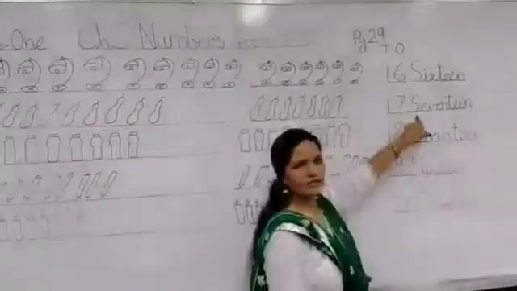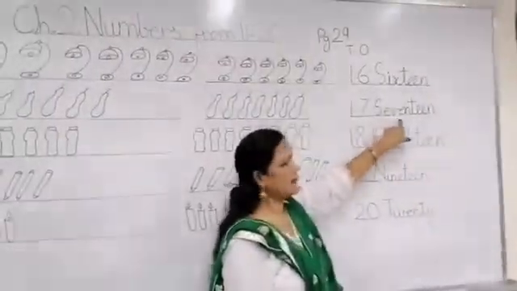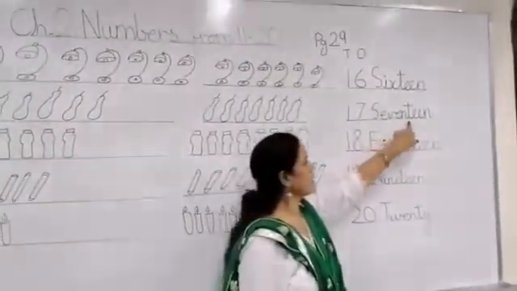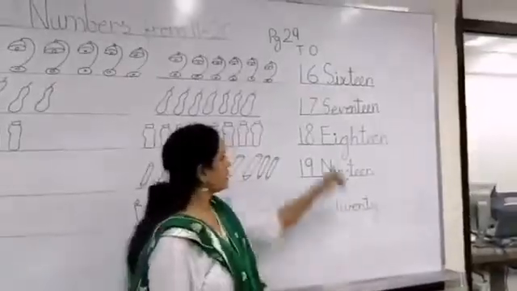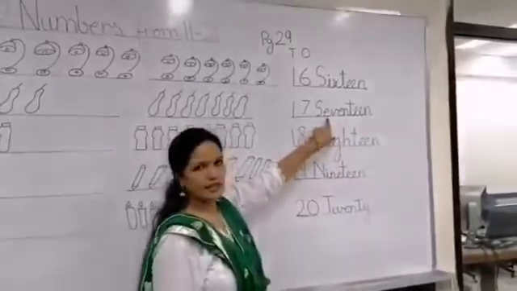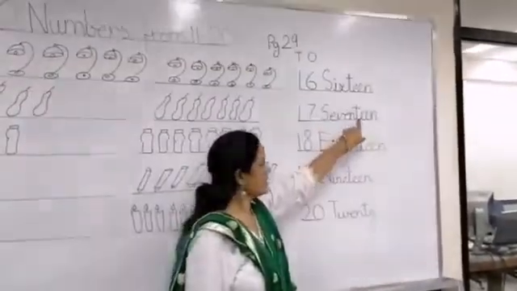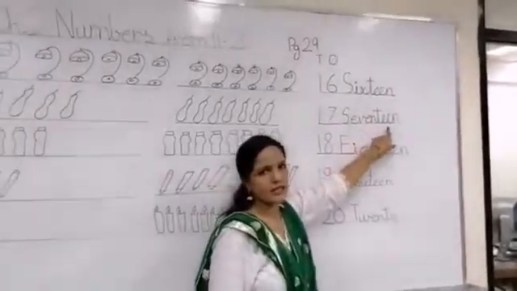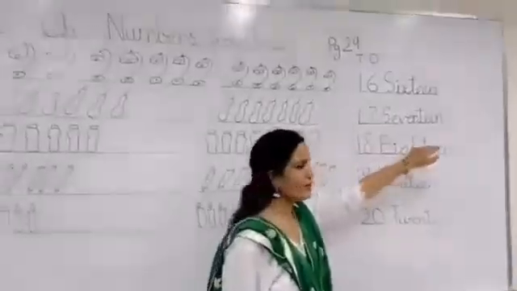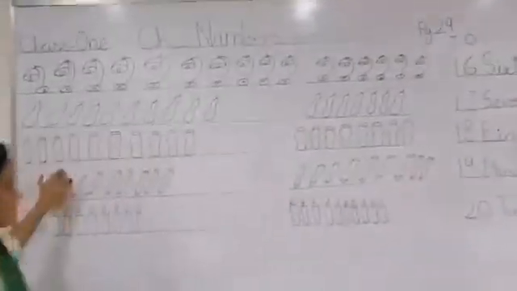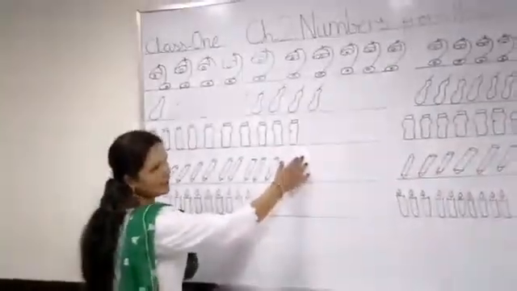1 ten and 7 ones. The spellings of 17 are S-E-V-E-N-T-E-E-N, 17. S-E-V-E-N, 7, T-E-E-N, teen, 17. Now there is a group of 10 bottles, so we can say this is 1 ten.